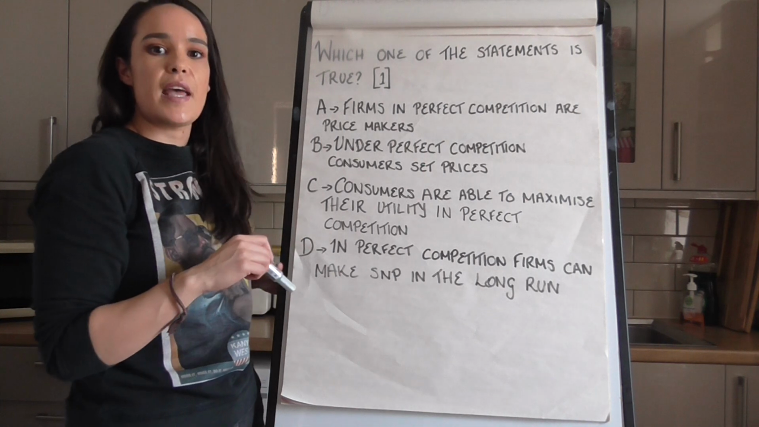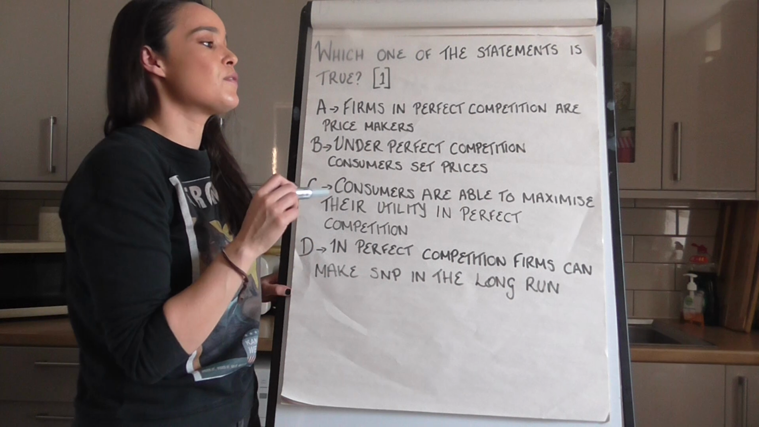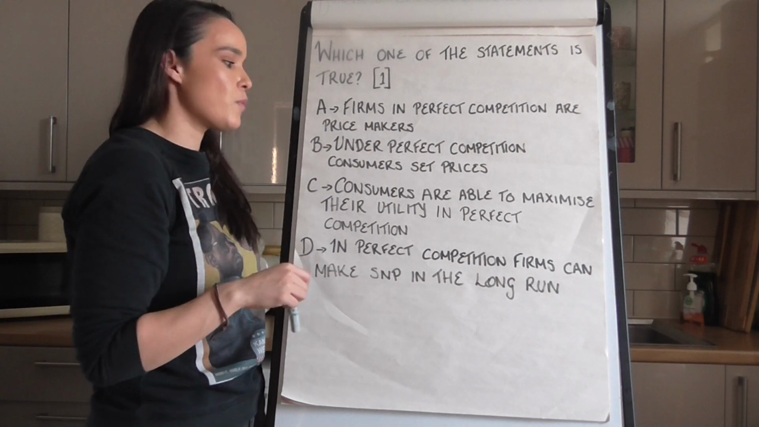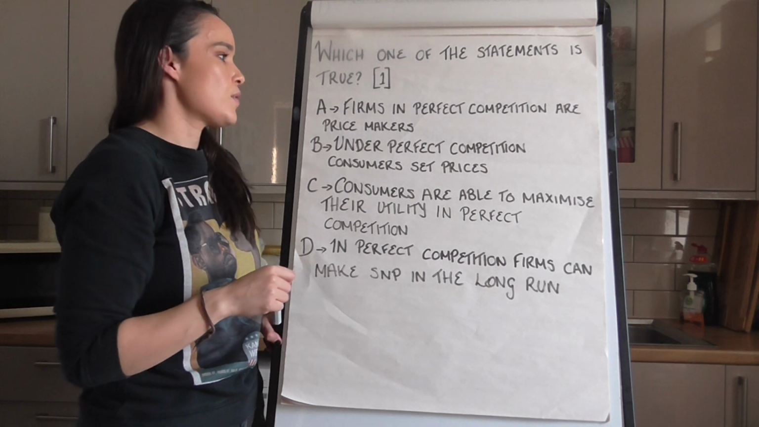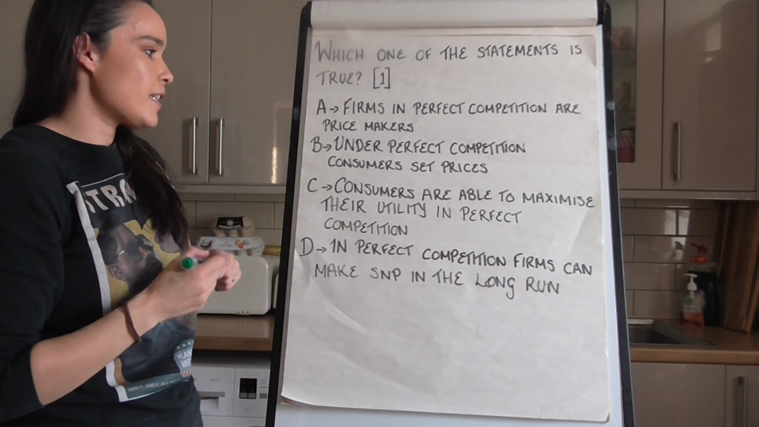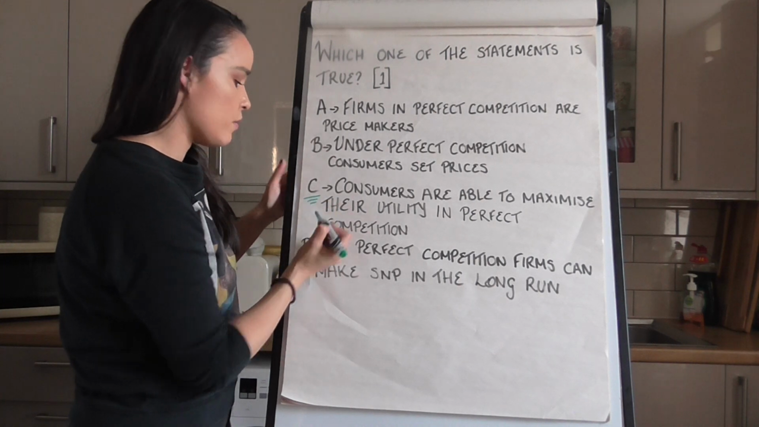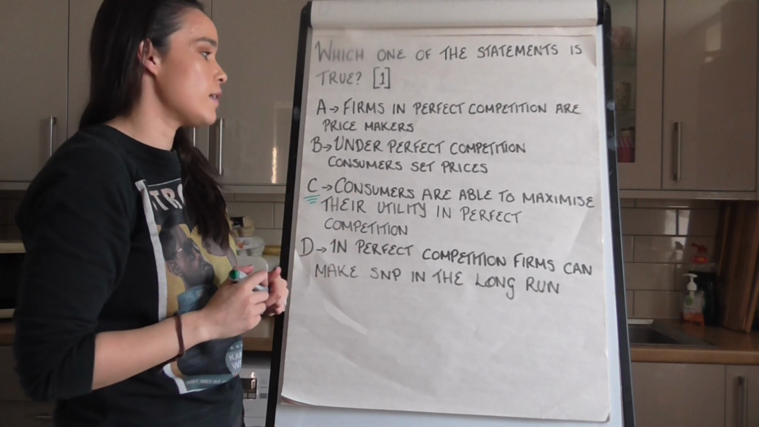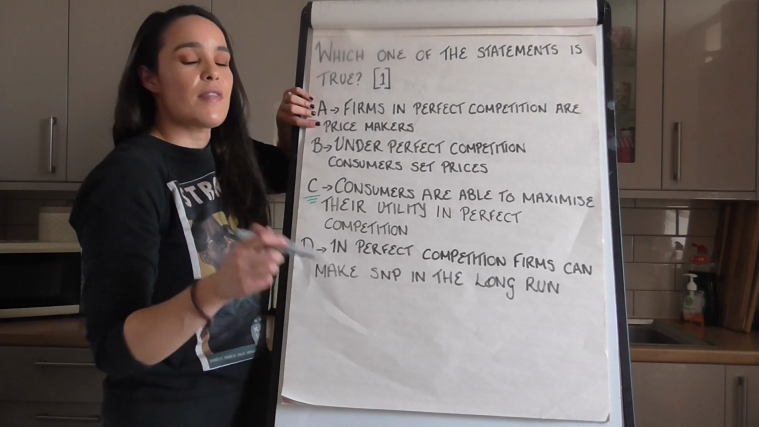So have a think about it, pause the video, answer the question, then we'll come back and go through which one is correct and why that's correct. So the correct answer is C, and we'll go through why that's the correct answer now. So firms in a perfect competition are price makers. That's not correct.